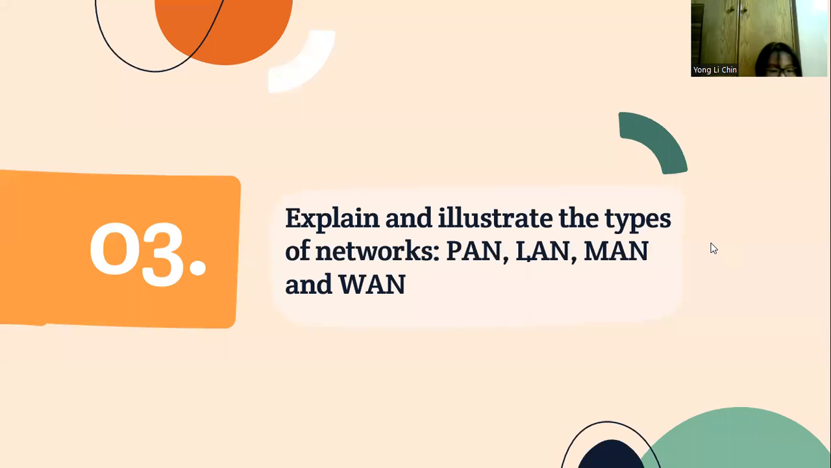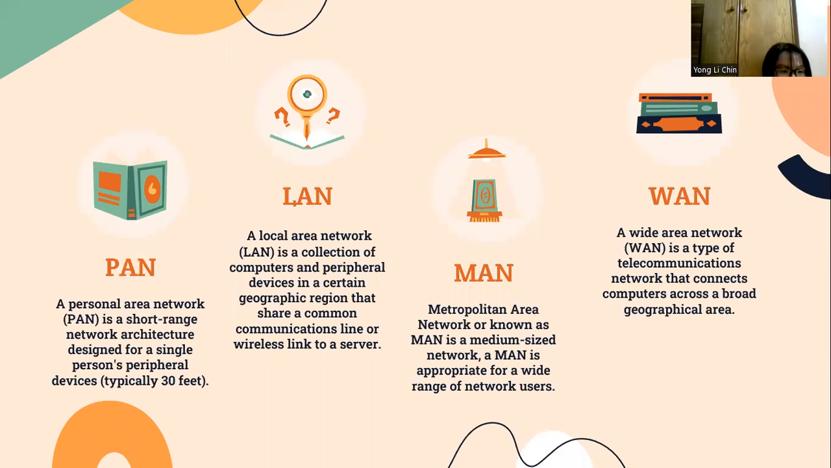Okay, I will explain and illustrate the types of network like PAN, LAN, MAN, and WAN. Okay, PAN is known as Personal Area Network. It is a computer network for interconnecting electronic devices within an individual's personal workspace. It provides data transmission among devices such as our smartphones and computers.